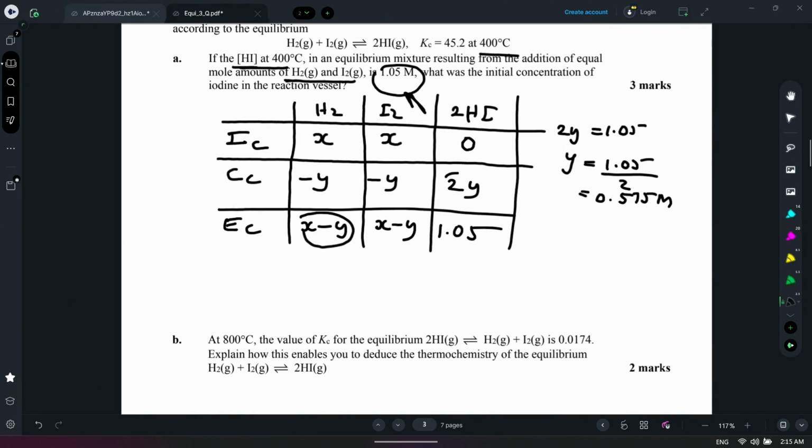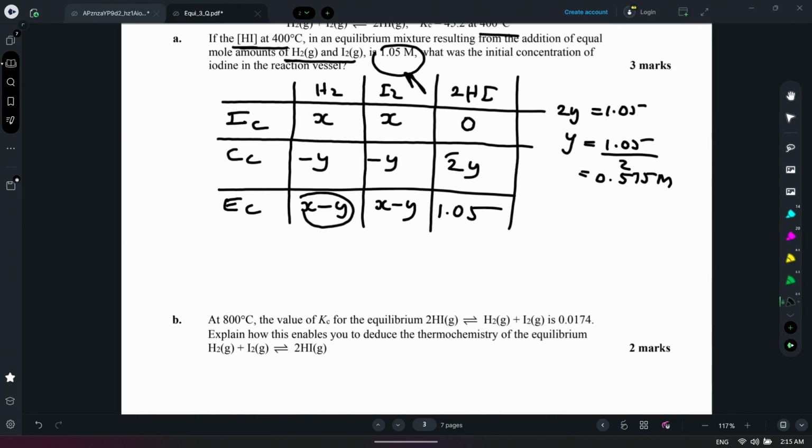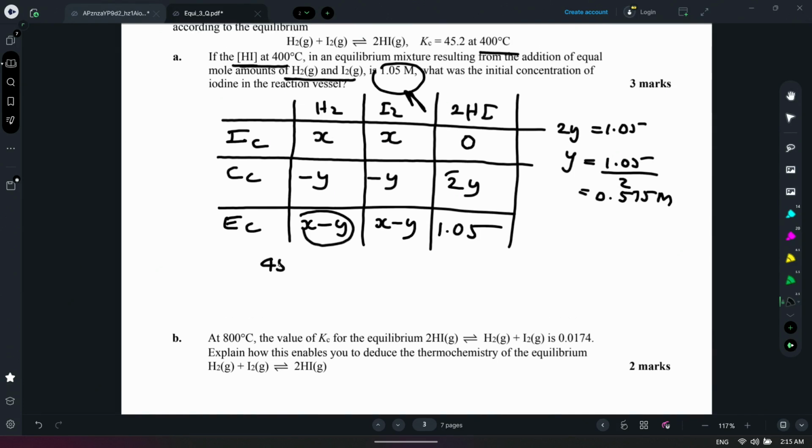X is the initial concentration, right? Now we are going to find out what x minus y is using the equilibrium expression. Let's see how we can do that. You need to write the equilibrium expression, where the equilibrium constant is 40.52. The HI concentration squared, which is 1.05 squared, over x minus y times x minus y.